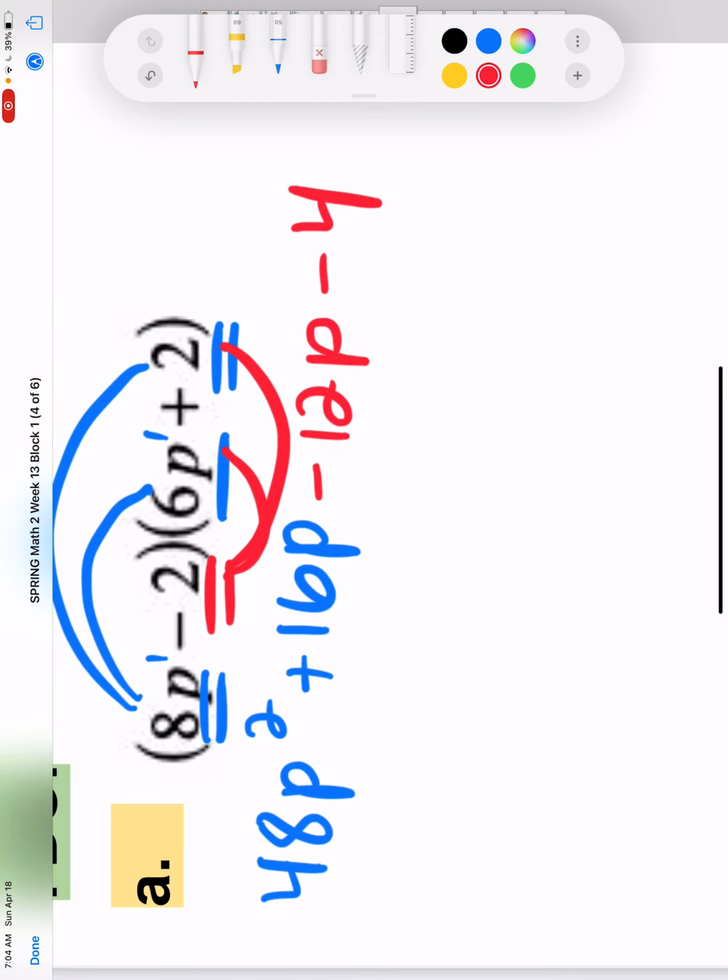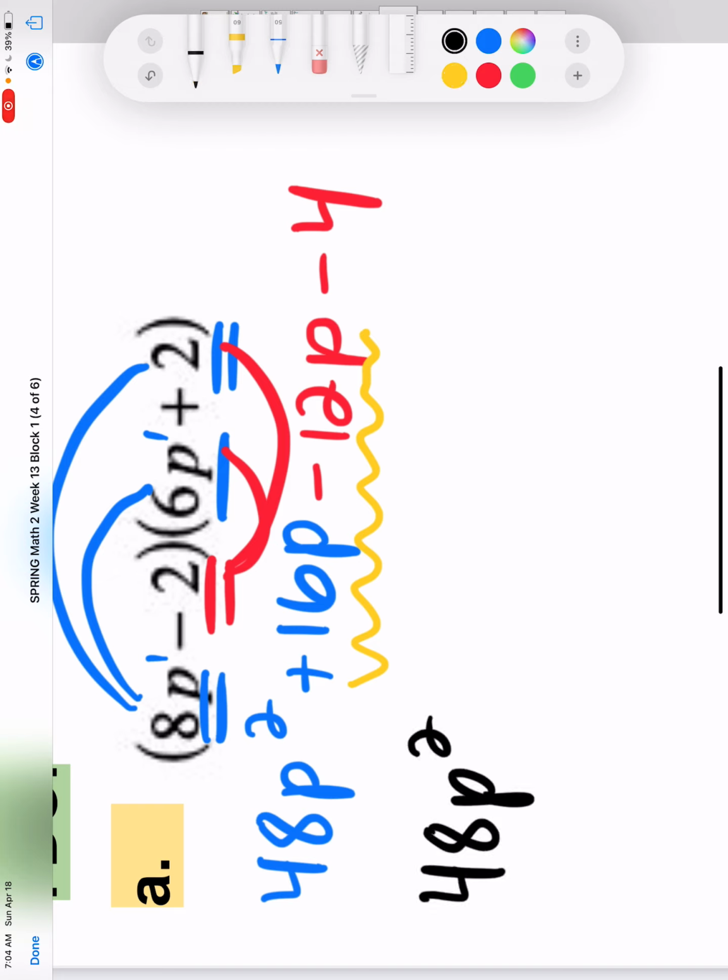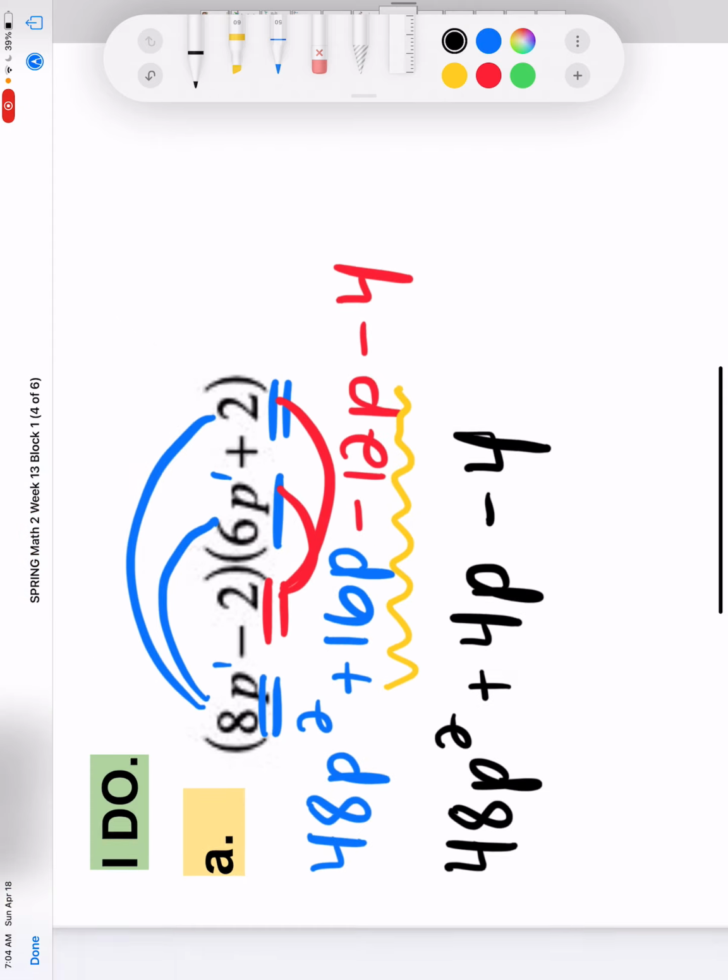All right, from here, we're going to combine like terms. Now, I only have 2 like terms I can combine. I can combine these 2 in the middle because they both have 1p. So I'm going to bring everything else down. I have 48p squared, bring that down. 16 minus 12 is going to give me 4p, positive 4, so it's plus 4. And then bring that minus 4 down at the end, and this is my answer.